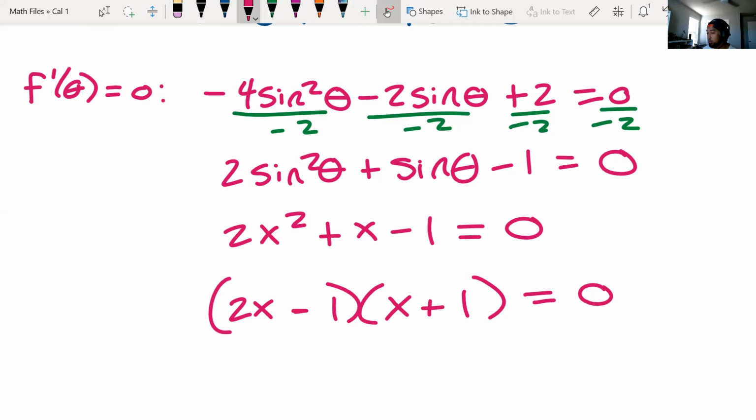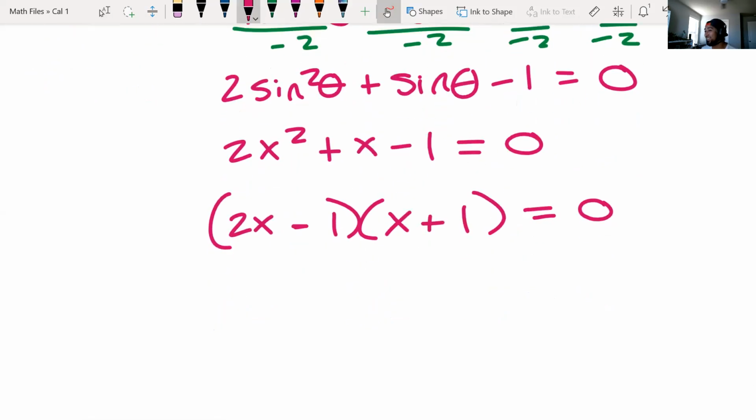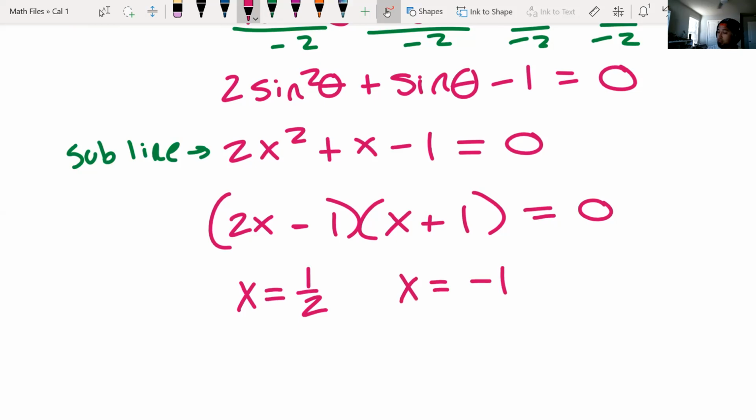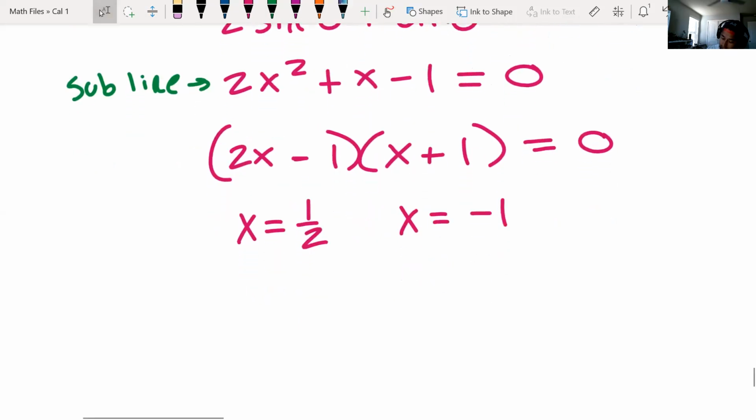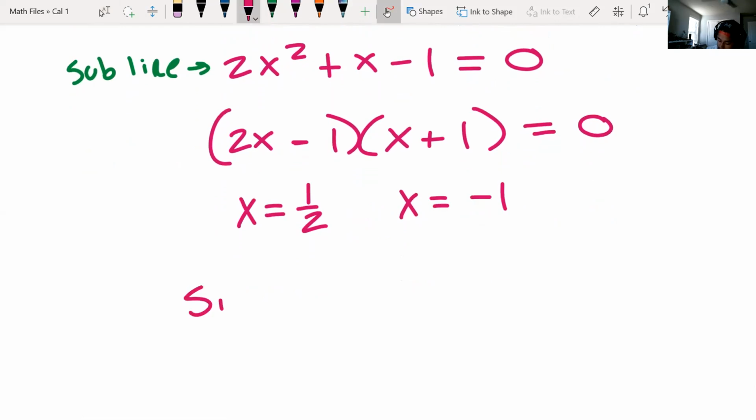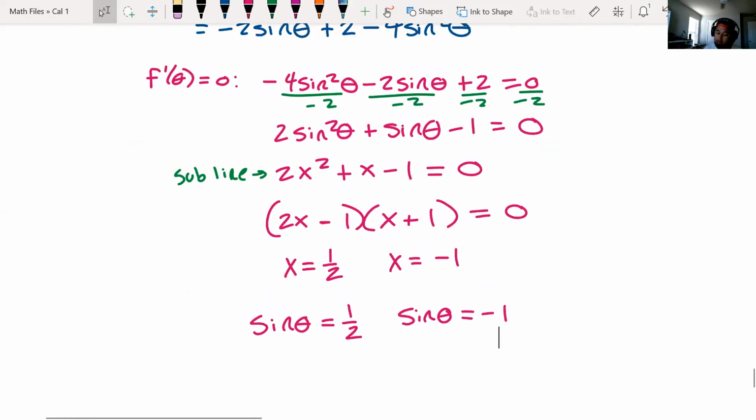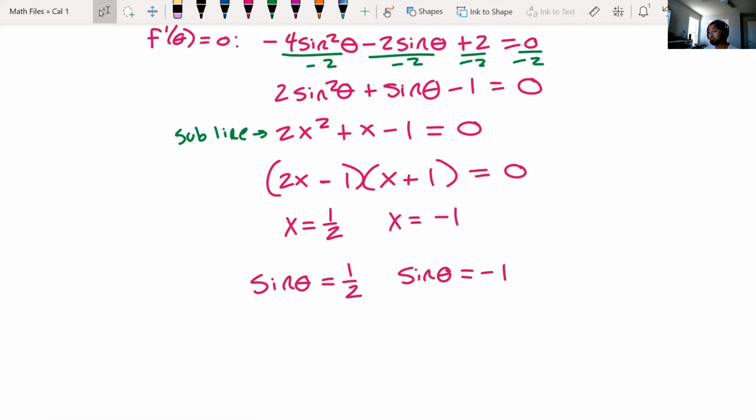Now just replace those x's with what? Sine theta. Oh, right. Well, I guess we can do that after we solve for x. Why not, right? So if you solve these, you'll get x equals 1/2 and x equals negative 1. But what is x again? Sine theta. There we go. Okay, everybody good with that?